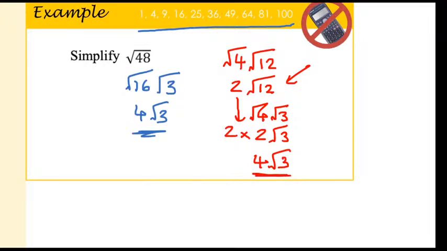So it is possible to still get the right answer if you take out a smaller square factor, but can you see it's a bit more complicated? We've got an extra step there and it's easy to get in a muddle. Whereas if you take out the largest square factor, which was a 16, you can do it in one step. Okay, so that's what we're looking for here.